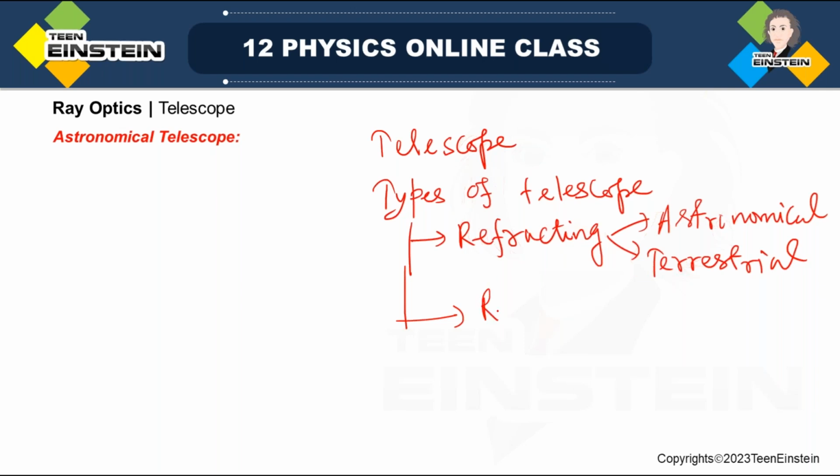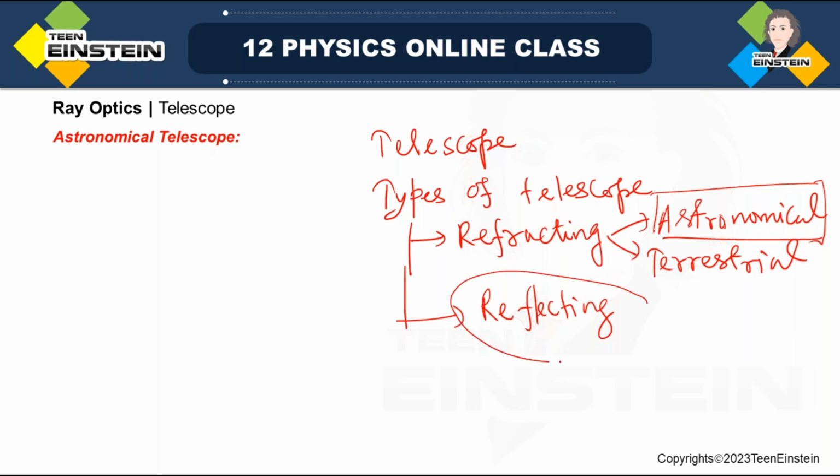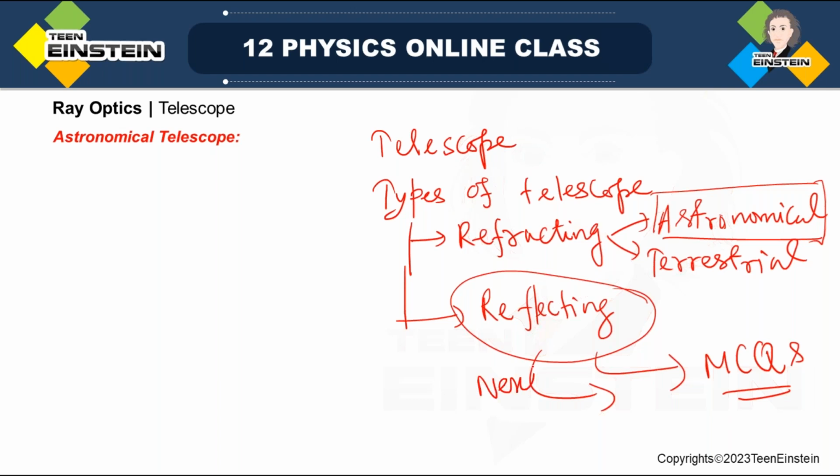Reflecting we have not discussed today. We will discuss this in the next class. Among refracting telescopes, we have discussed the astronomical telescope, which is there in the syllabus in NEET or JEE as well. Next class we will discuss the reflecting telescope and the corresponding MCQs related to these telescopes. Okay, so this will be done in the next class.